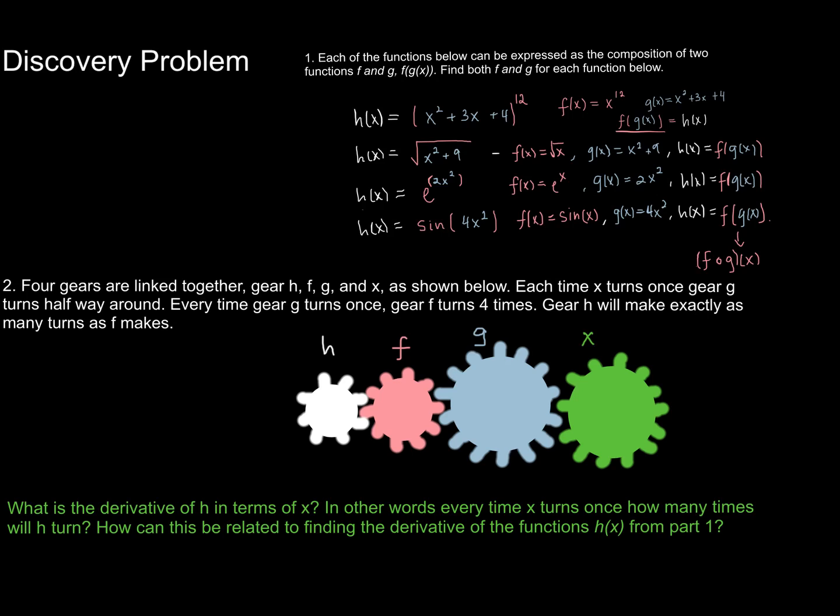And then what you want to do is think about this situation, how the different ways in which each turn are related, and then how can you relate this to the functions that we just talked about, and actually come up with a clear understanding of how you might figure out the change of the function h in terms of f and g.